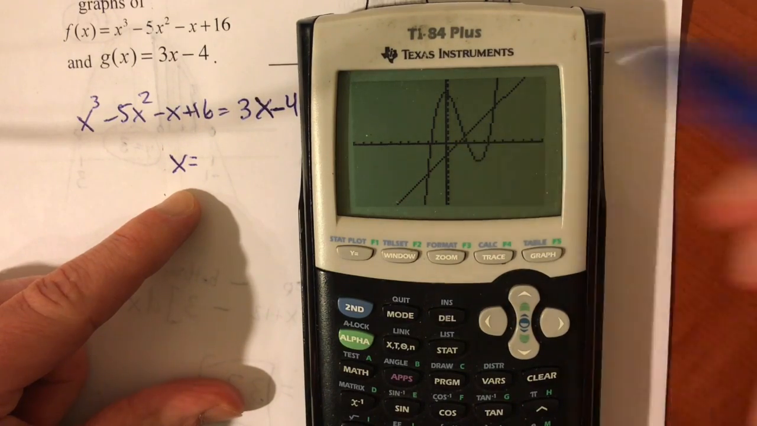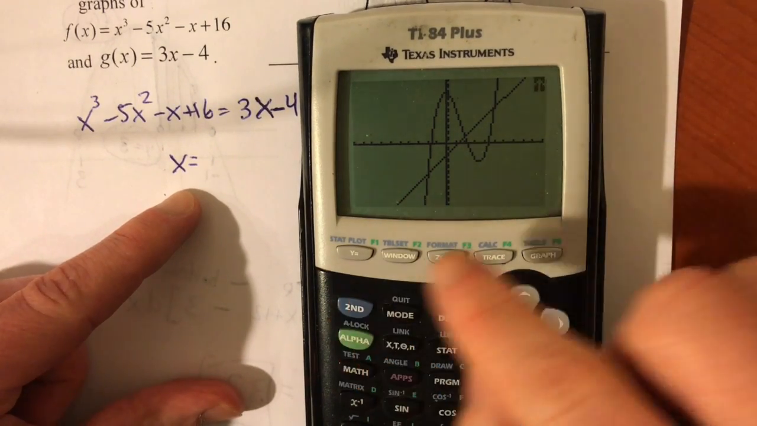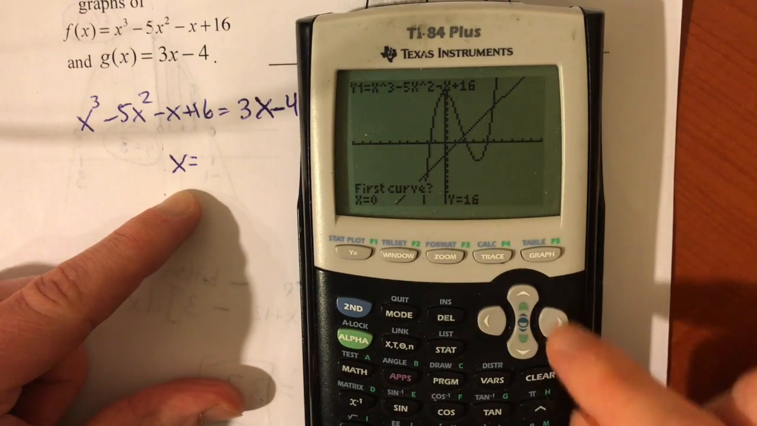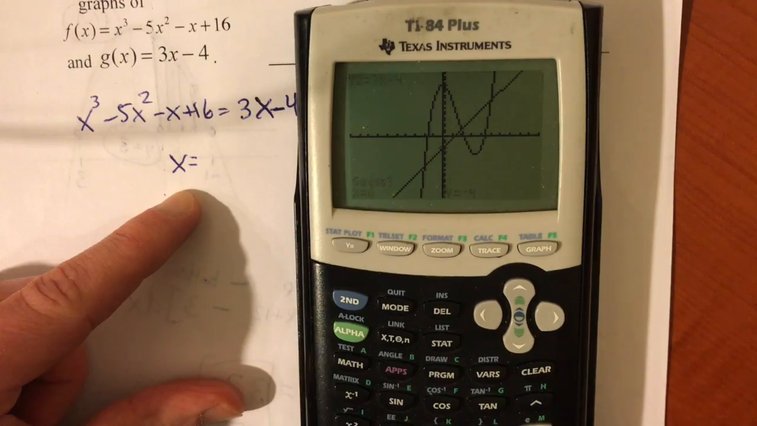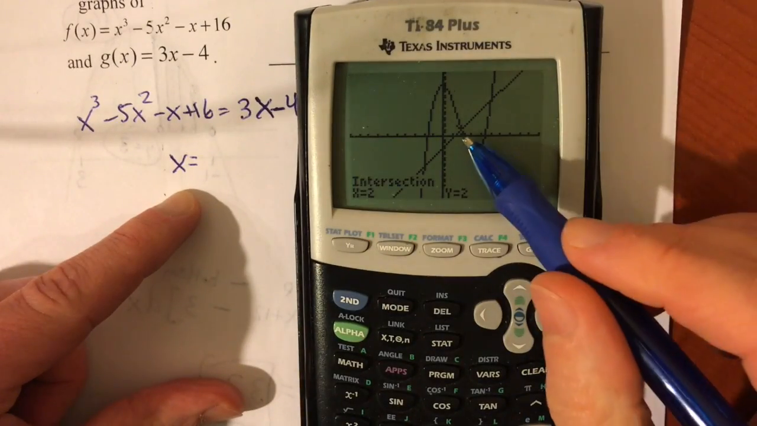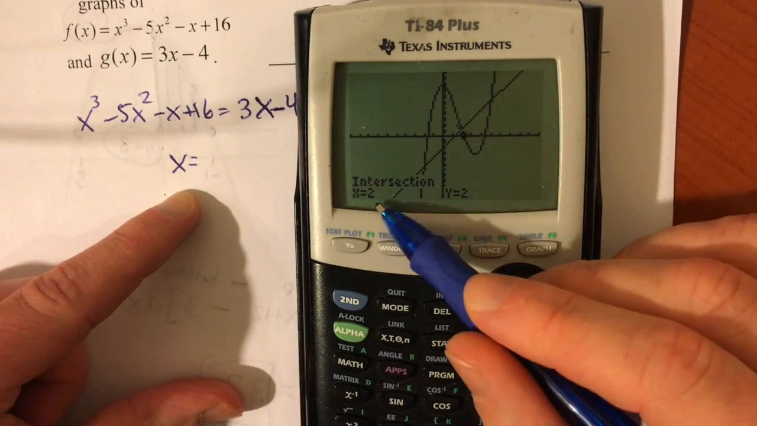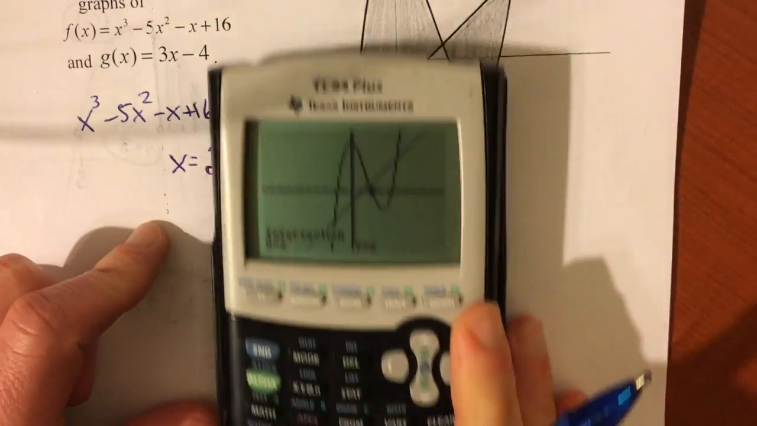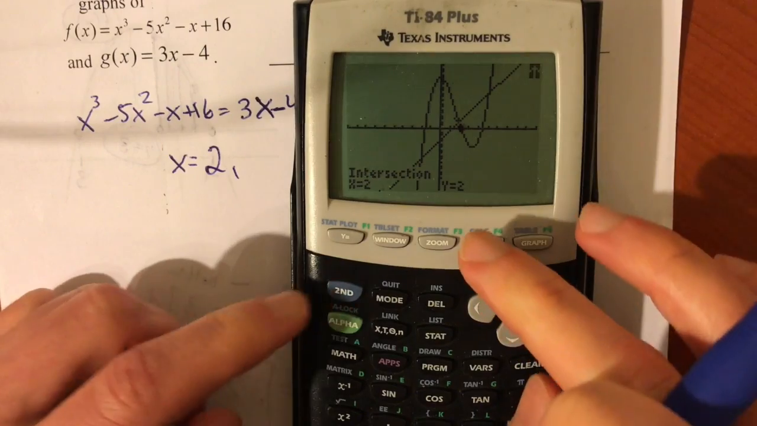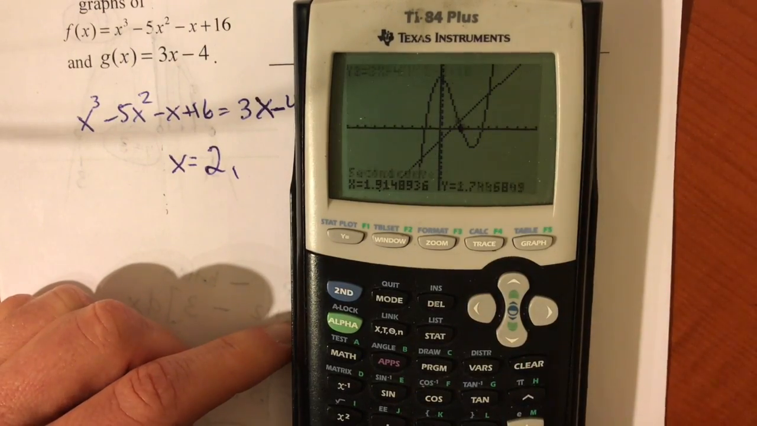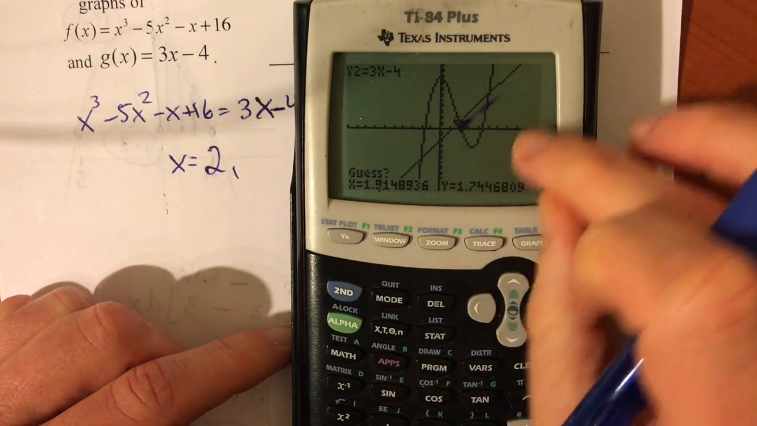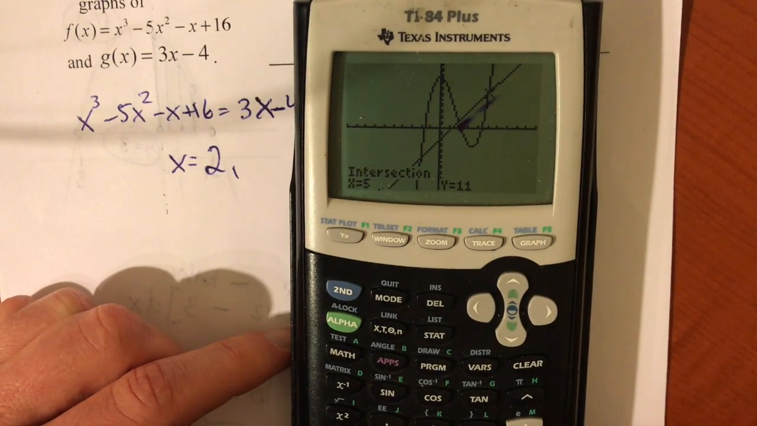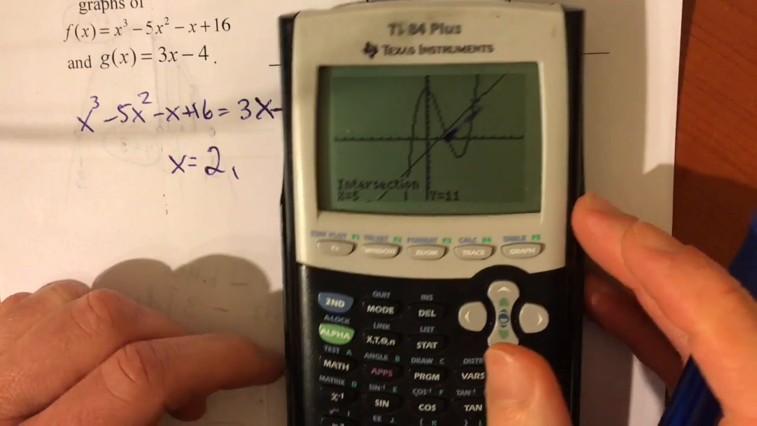I went negative 20 to 20 on the y-axis. Second trace, intersect. And remember, it's going to go to the closest one. There's 3, so it doesn't matter the order you find them in. They definitely intersect right here when x is 2. 2 on the dot. Very nice. Let's get the next one. Second trace, intersect, enter, enter, and it definitely intersects closer out here to 4 or 5. I don't know. Oh, we're at exactly a 5.